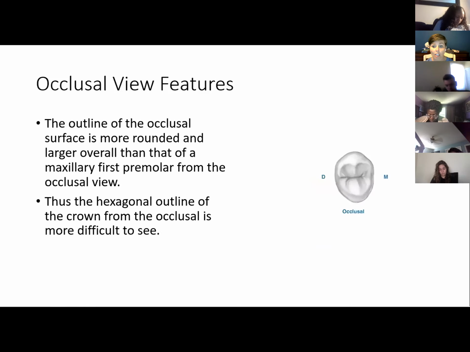All right, looking at the occlusal. The outline of the occlusal surface is more round. It's larger overall than that of the maxillary first premolar from the occlusal view. Thus, the hexagonal outline of the crown from the occlusal is more difficult to see.